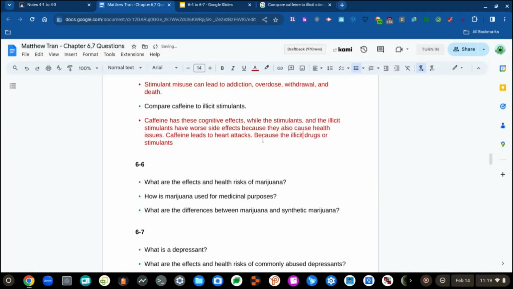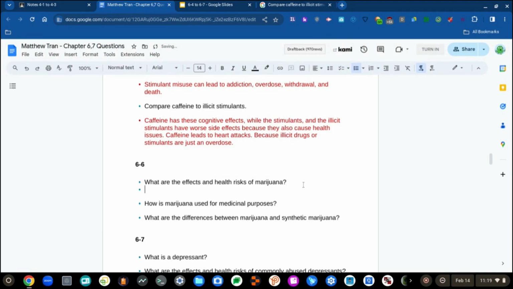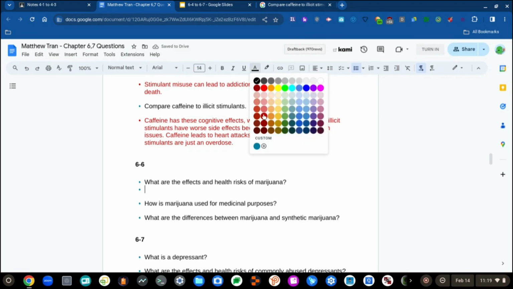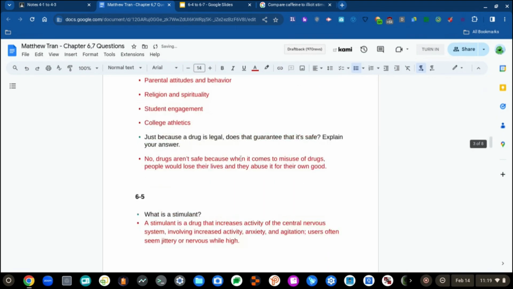All right, let's go into marijuana, which is kind of a different category here. The reason is because marijuana has multiple effects. It can be mostly depressant, but it can also have stimulatory effects, but also can be a hallucinogenic as well. So let's talk about what it is and what it does.